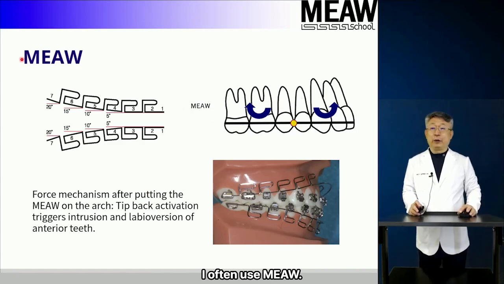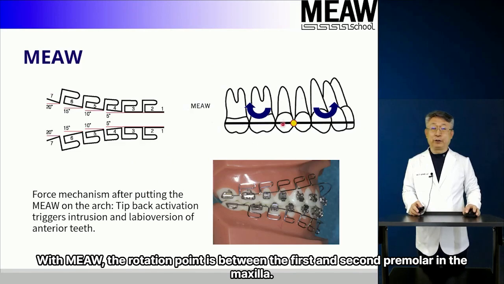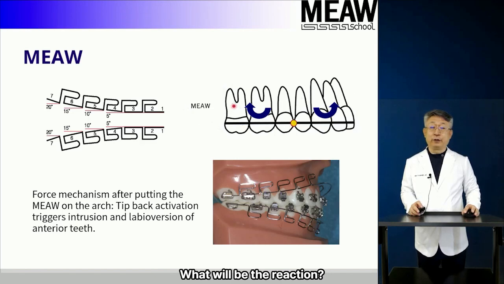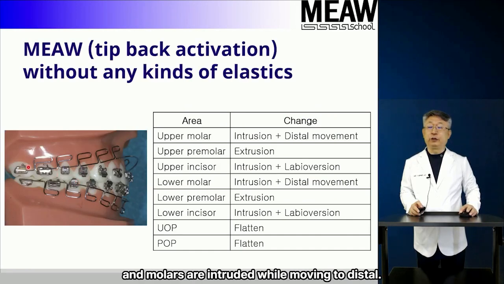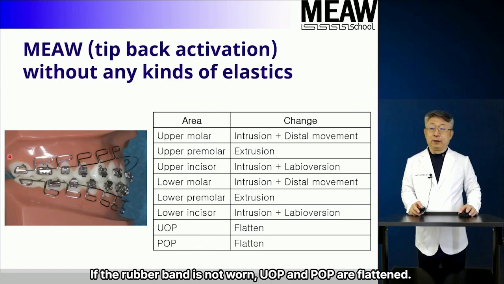I often use MEAW. With MEAW, the rotation point is between the first and second premolar in the maxilla. What will be the reaction? The maxillary incisors become intruded and labioversion. Premolars are extruded, and molars are intruded while moving distally. If the rubber band is not worn, UOP and POP are flattened.